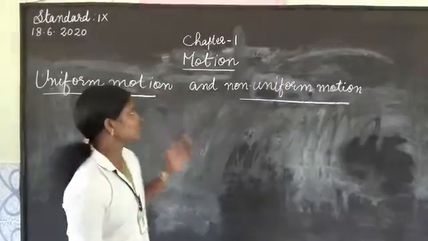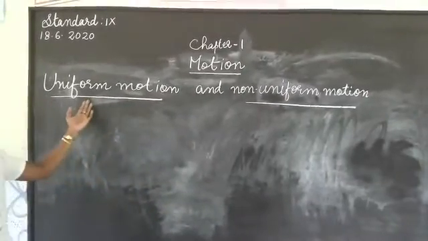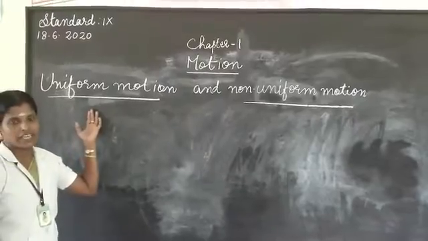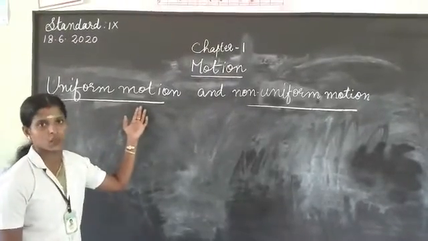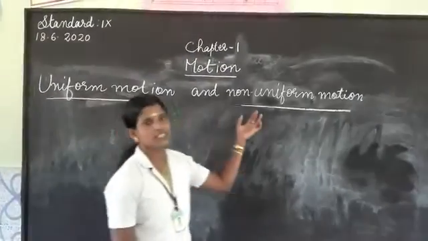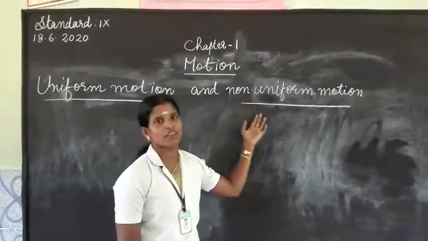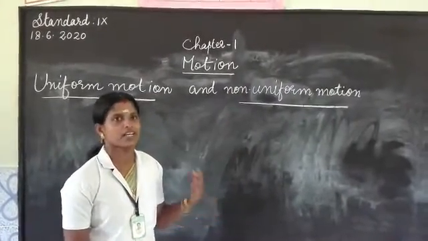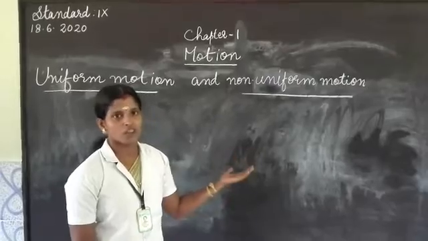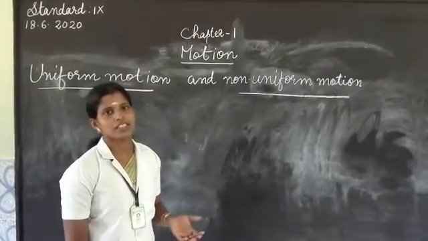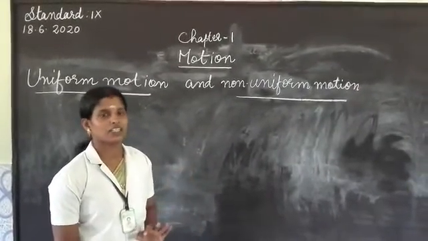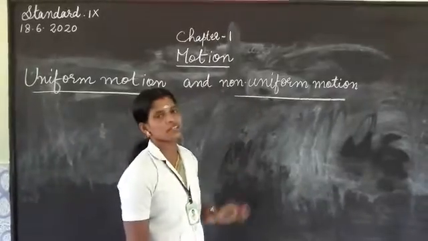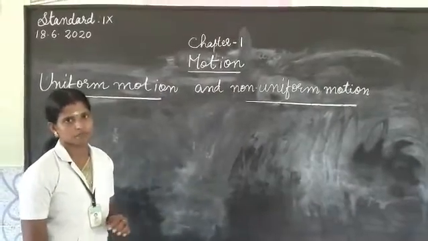In this case, the object is taking equal time intervals for traveling equal distances. But here in this case, the object is covering unequal distances. Sometimes it may be a long distance or it may be a shorter distance in equal intervals of time. It is known as non-uniform motion.